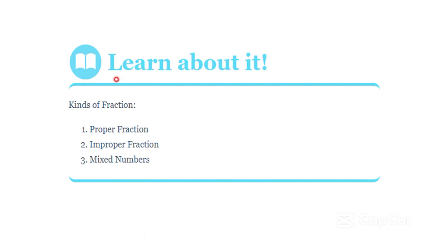Next, there are different kinds of fractions. The first one is the proper fraction. Next is the improper fraction, and the third one is the mixed number. So let's start. What is a proper fraction? Let's proceed.